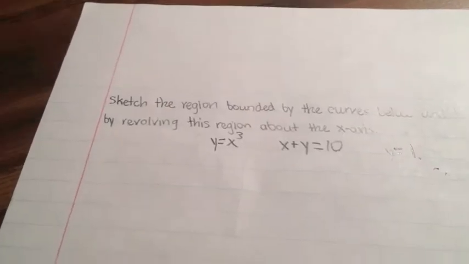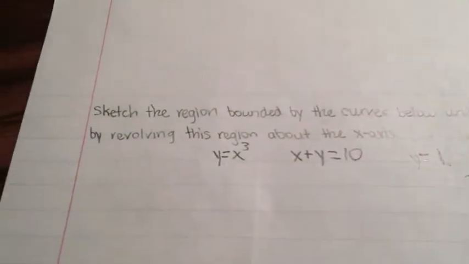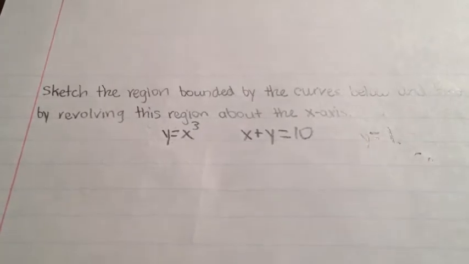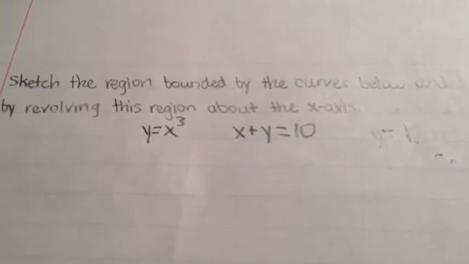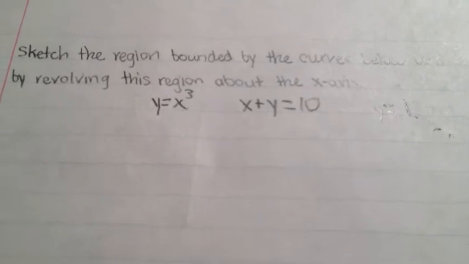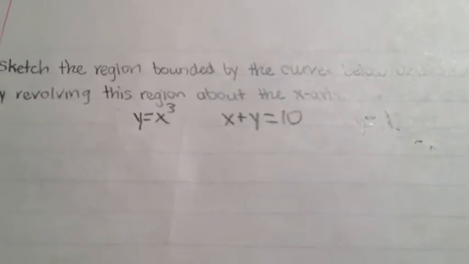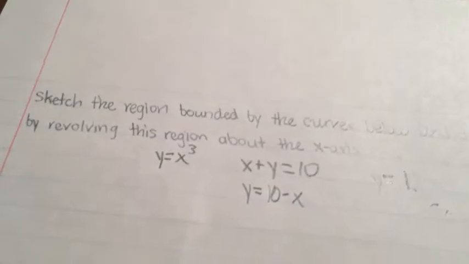Okay, so the second problem is: sketch the region bounded by the curves below and find the volume of the solid generated by revolving this region about the x-axis. My starting equations are y equals x cubed, x plus y equals 10, and y equals 1. I'm going to do the same thing I did in the previous problem and convert this all to y equals. The only one I have to do that with is x plus y equals 10, so that's y equals 10 minus x.